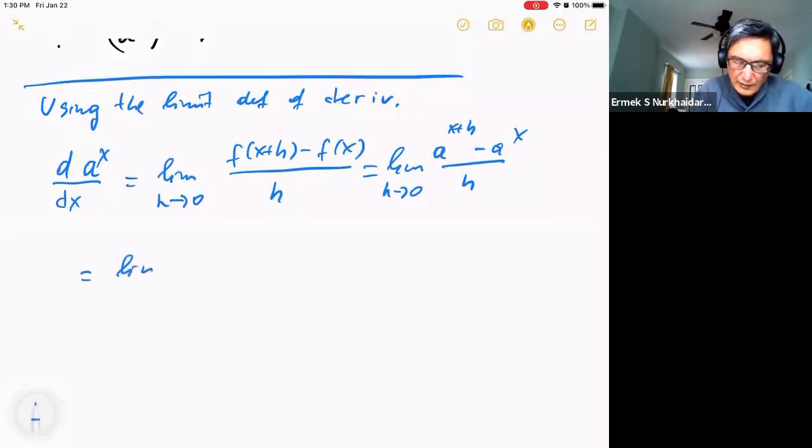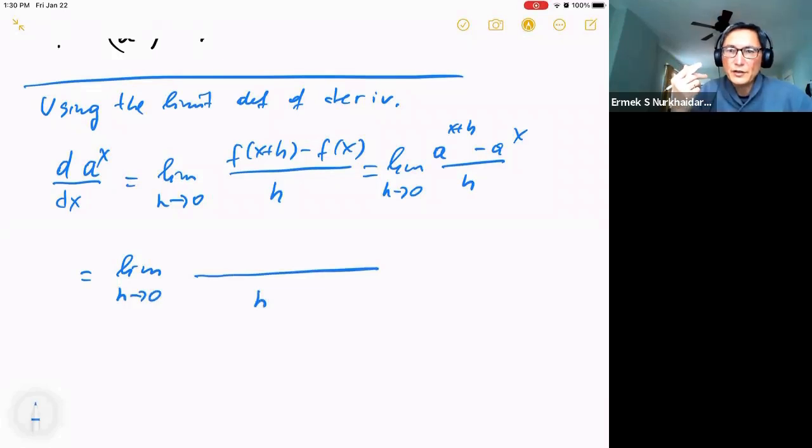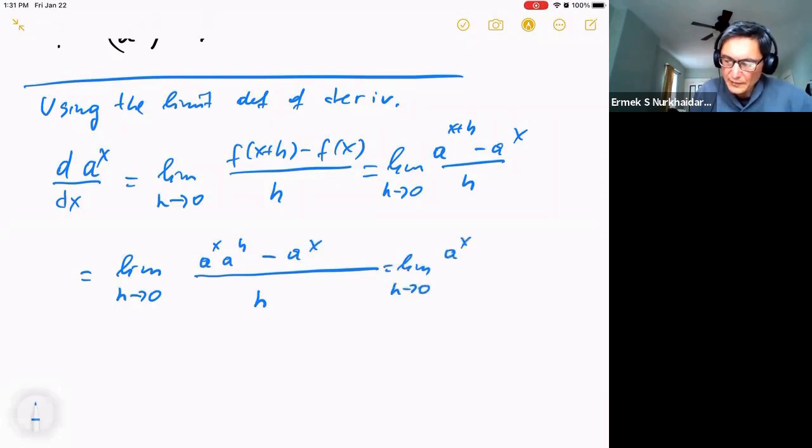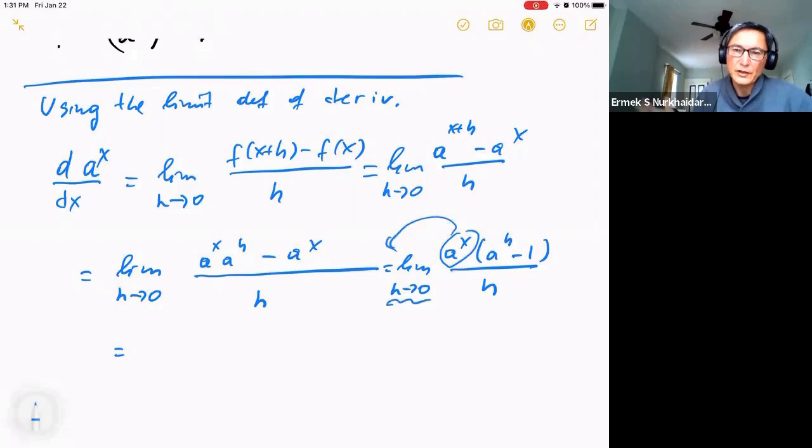So we're going to get the limit as h approaches 0. By our property of exponents, you recall that a sum in exponents corresponds to a product: a to x times a to h minus a to x. So we can factor a to x out and get a to h minus 1 divided by h. And a to x has nothing to do with h, so we can take it outside of the limit.